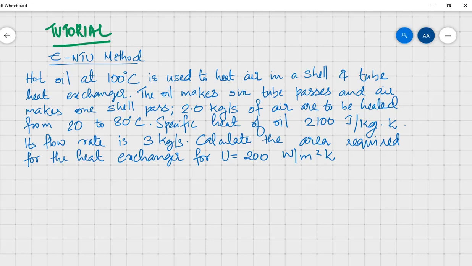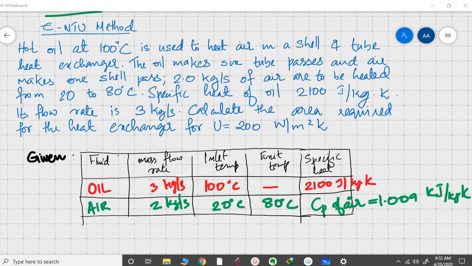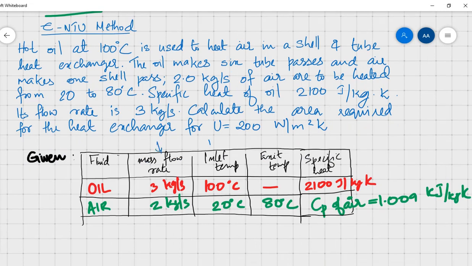We shall treat this session as a tutorial for the effectiveness NTU method. Please pause this video here and go through the question and list out what are the given quantities. Upon inspection, it may be noted that for oil, the hot fluid, the mass flow rate is given, the inlet temperature is given, and the specific heat of the oil is given.